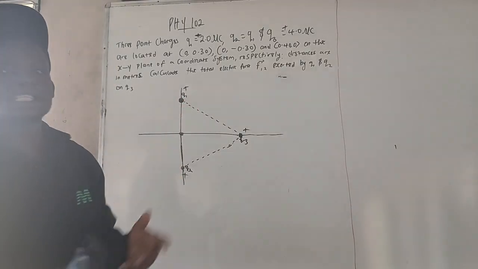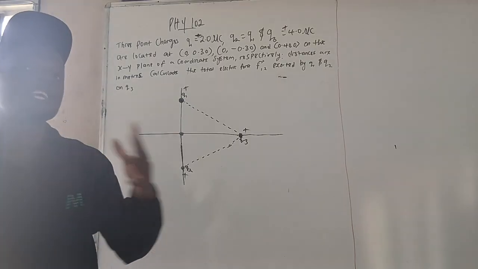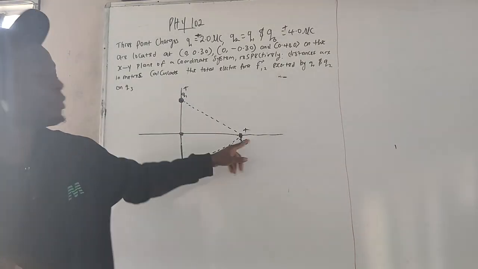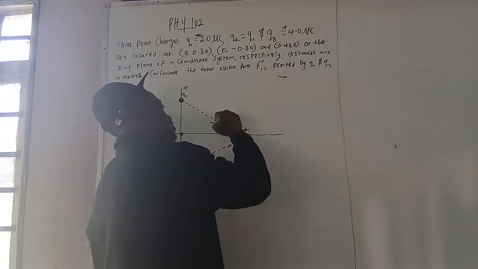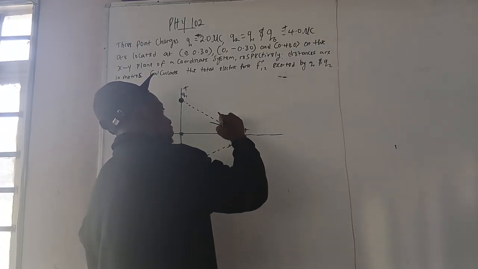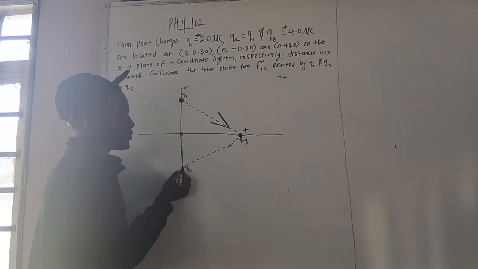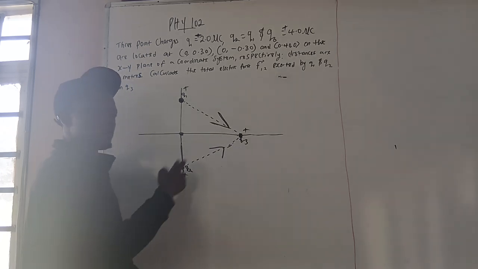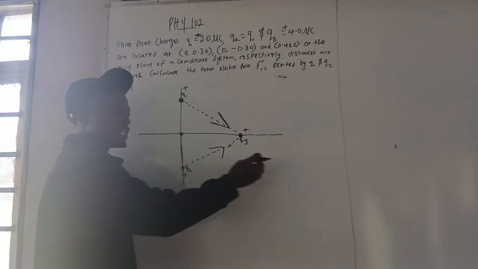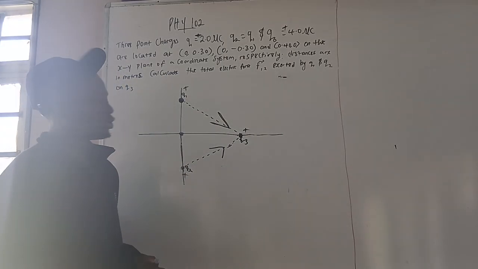Now, all the charges are like charges, and what happens to like charges? They repel. So Q1 will be pushing Q3. The force exerted by Q1 on Q3 will be moving downward. See the arrow, because it's a force of repulsion. The force exerted by Q2 on Q3 will be moving upward, because it's also repulsion. Both of them are plus, plus. This one is pushing down, this one is pushing up. Do we get? So they are forces of repulsion, both of them.